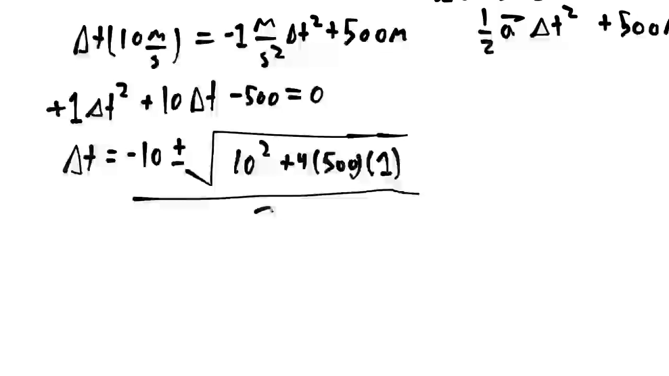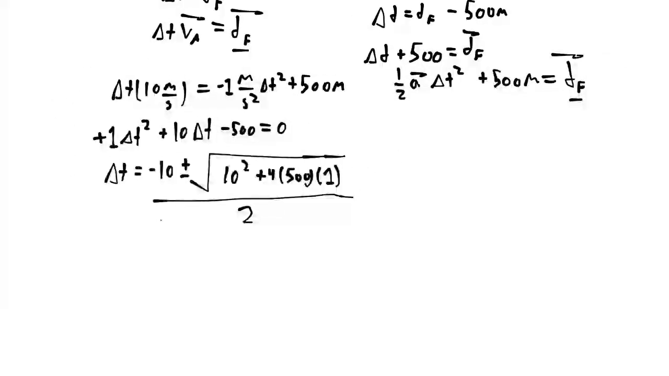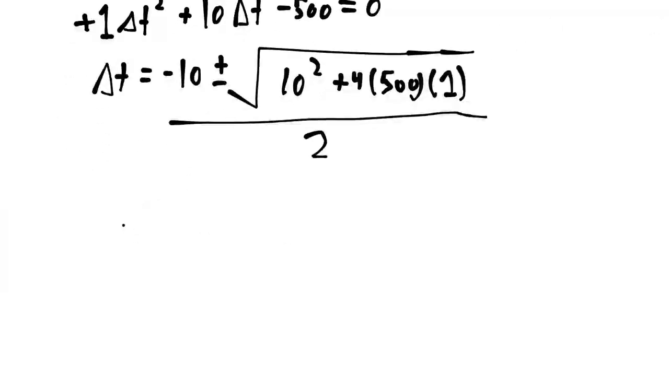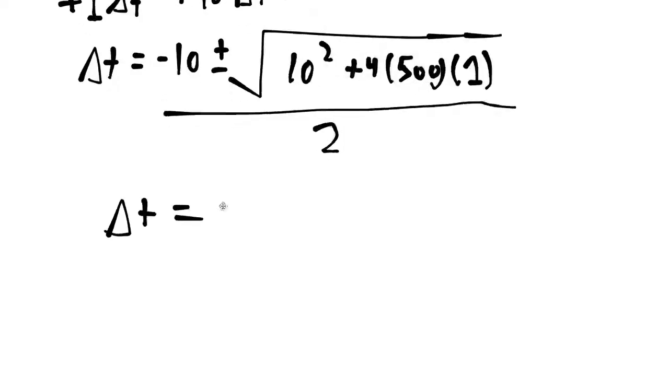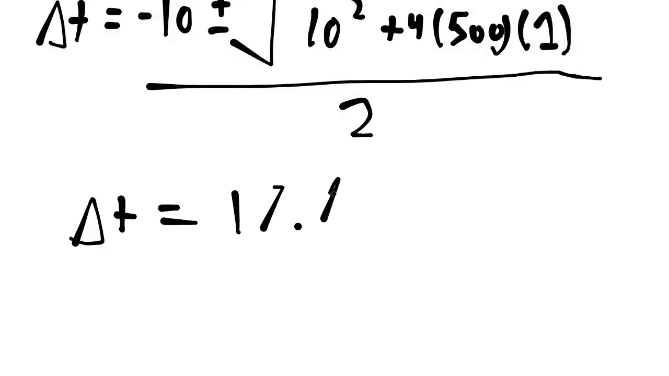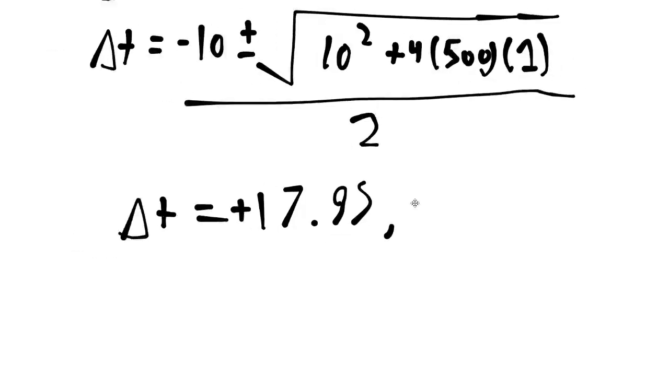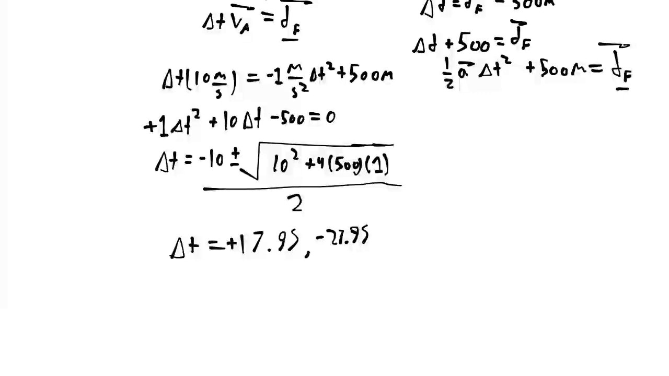Okay. And now you just put this number in your calculator, and you should get two numbers, because remember it's plus and minus, so you should get 17.9 seconds. So that's positive 17.9 seconds, and then negative 27.9. And then, of course, you can't have negative time, right? So you can just take that out. So that would be your answer.